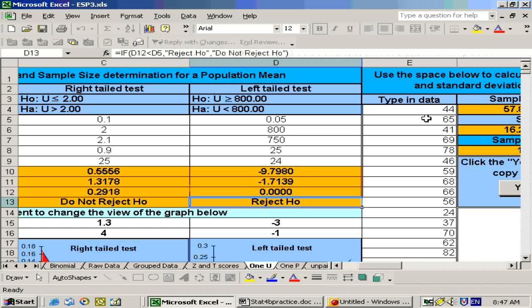So this we would say at the 0.05 alpha level, I was able to show that the average cost of a vacation is significantly less than $800 per person, according to these statistics.